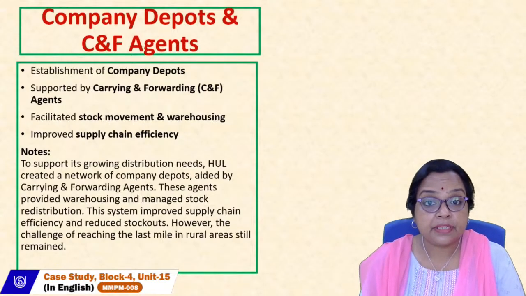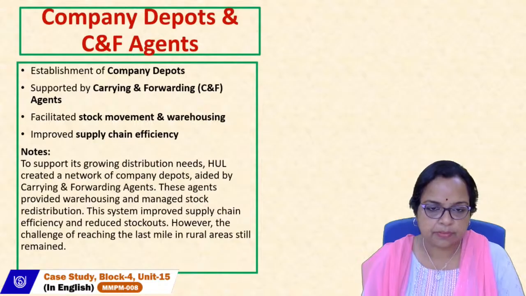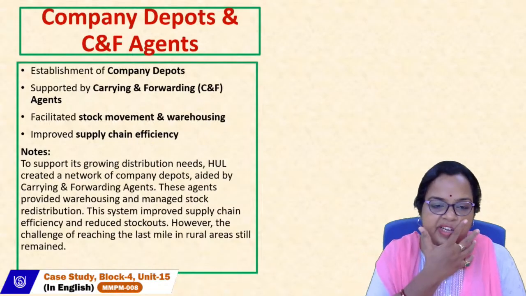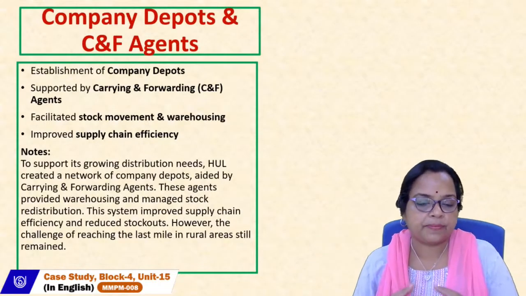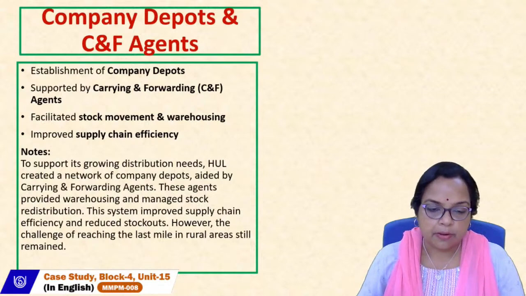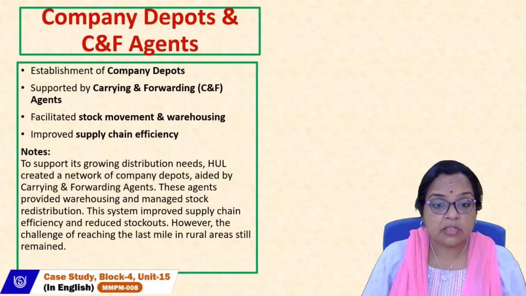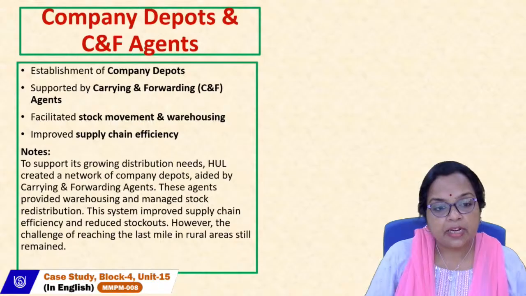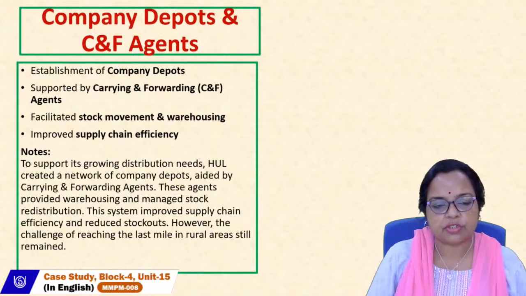Then come company depots and C&F agents. To support the growing distribution need, HUL created a network of company depots aided by carrying and forwarding agents. When the stockists played a vital role in penetrating the rural market at a deeper level, there was a demand to develop company depots aided by carrying and forwarding agents. These agents provided warehousing and managed the stock distribution.